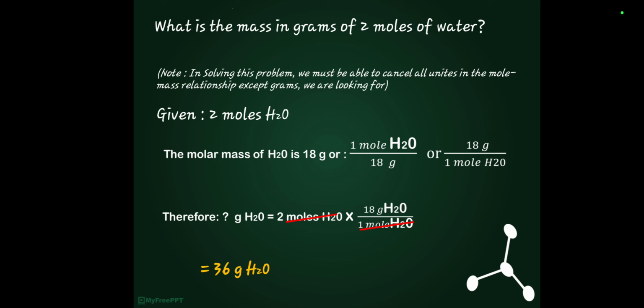Therefore, we have grams of H2O, because here we're not looking for the mole; we're looking for the gram, right? So that equals 2 moles of H2O. Where do we get this 2? That is actually given. So, 2 moles of H2O times 18 gram of H2O over 1 mole of H2O. Now cancel the same unit. We have moles of H2O and 1 mole of H2O. Cancel, because it is the same unit.